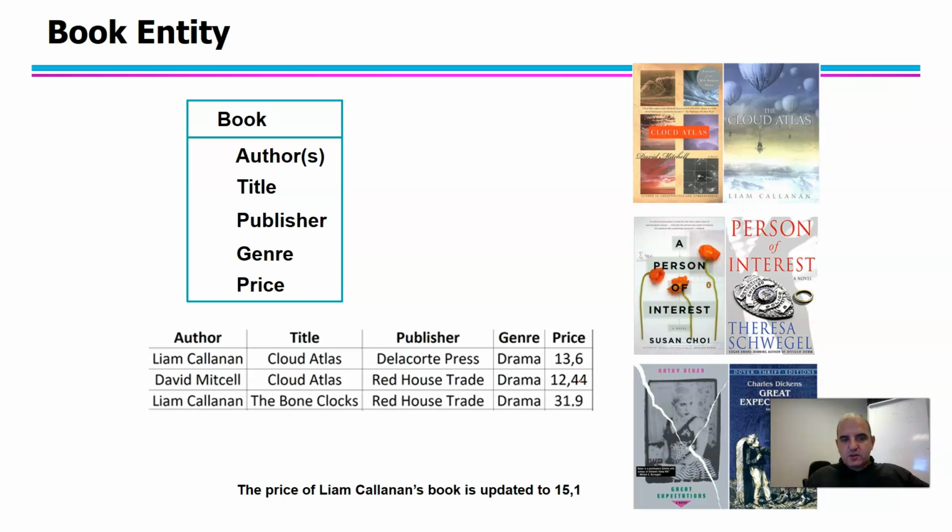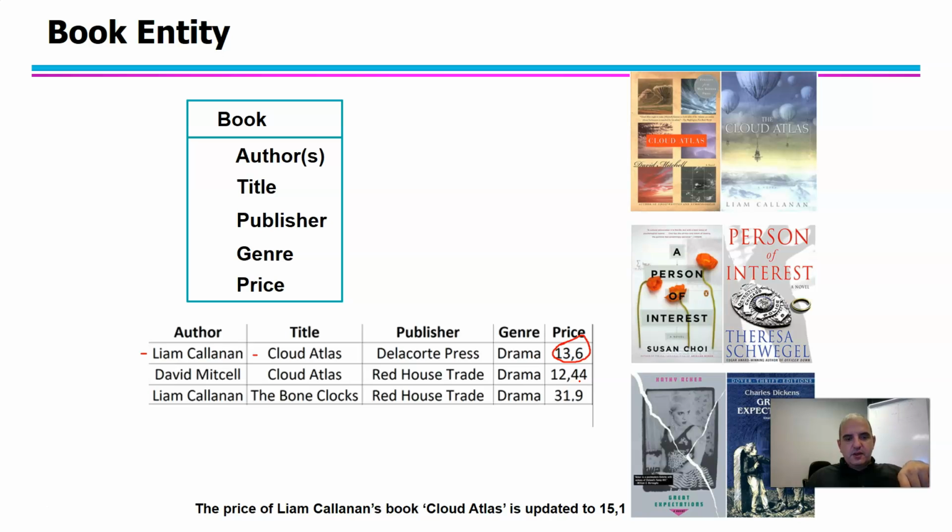But still I want to go on with my example. Assume that Liam Cullen has changed the publisher. What can you do now? In the previous example, this SQL was okay because there was only one Cloud Atlas from Liam Cullen, but now it is not like this, because the same book was also published by Red House Trade. What can you do now?